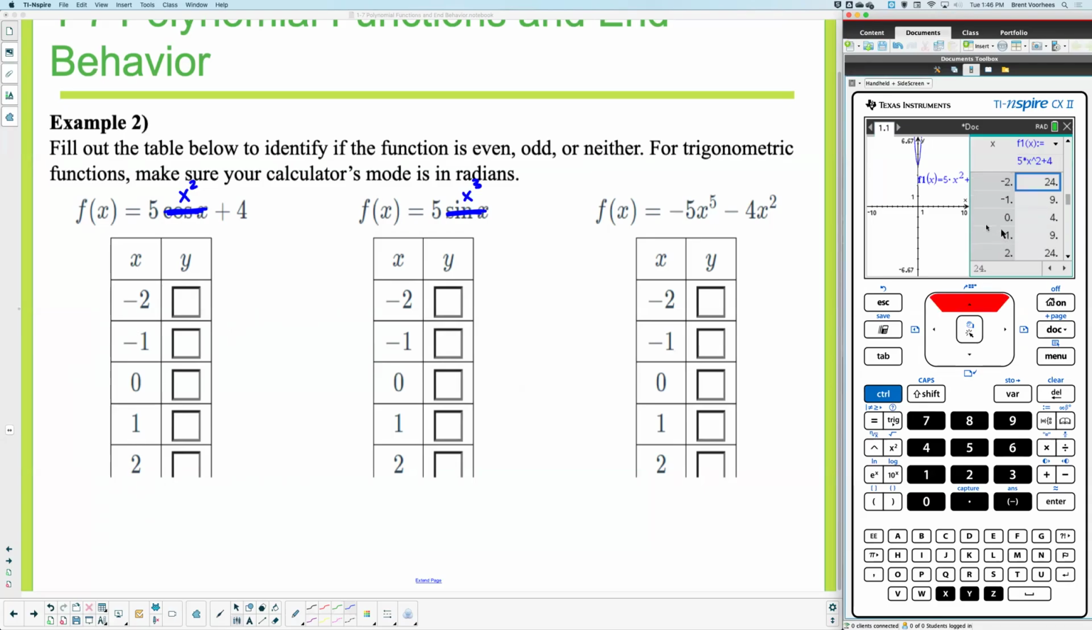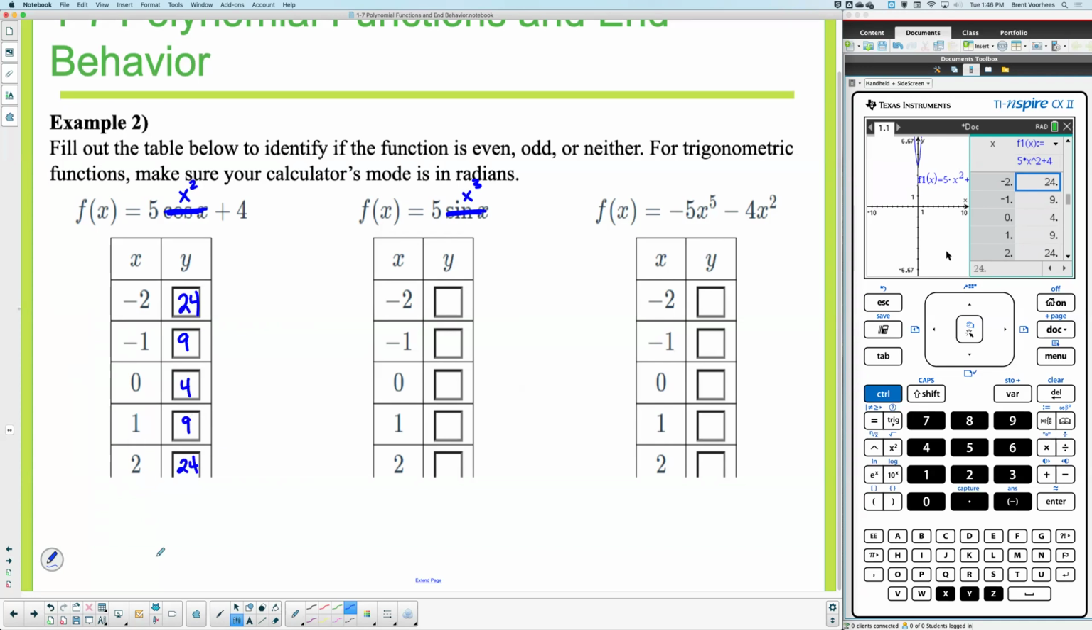All right, I'm going to get to these values here. What y values are you getting at -2? 24. Okay, we're getting the same as me. Good. That's a 24. This is a 9, a 4, a 9, and okay, here's the rule.